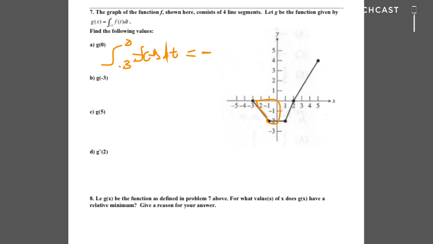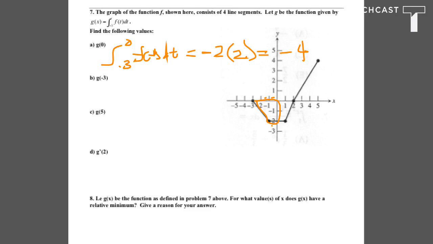I'm going to multiply the height, which is 2, times the average of the bases, which is 1, 2, 3 spaces across, and 1 space across. The average of 3 and 1 is 2. My answer here is -4.